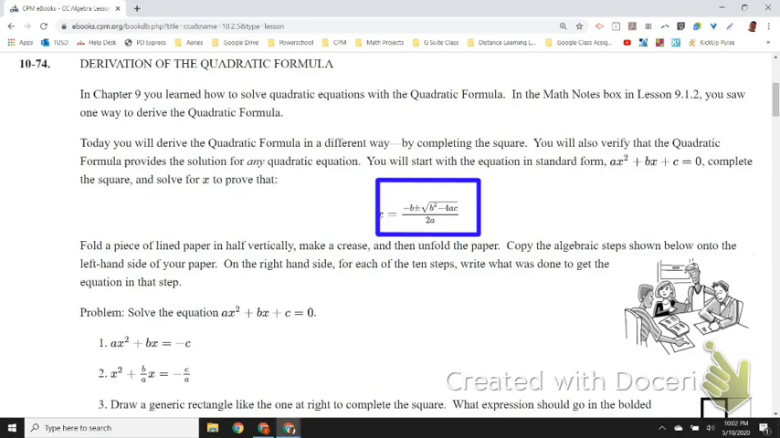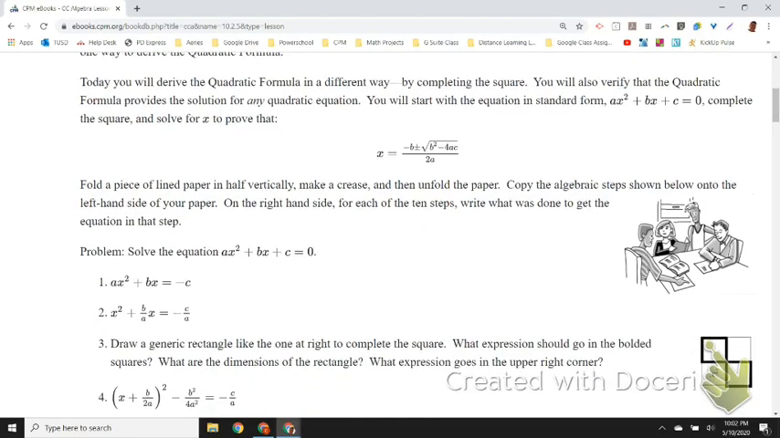It's not just some made-up equation that someone made up. There's a perfectly good explanation of where this equation came from. And that's what we're going to do right now.